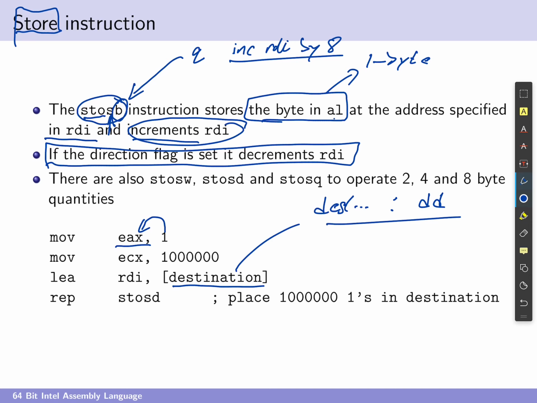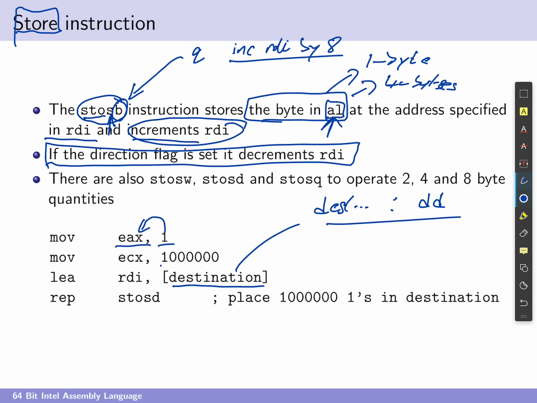Now, in the case of store SB, the default value that we're going to set all elements to was stored in AL. However, if we work with a larger size, we use larger parts of this register. So in the case of store SD, we are going to use the 32-bit register, or 4 bytes, and that in this case obviously corresponds to EAX. So that's why I'm moving 1 into EAX.